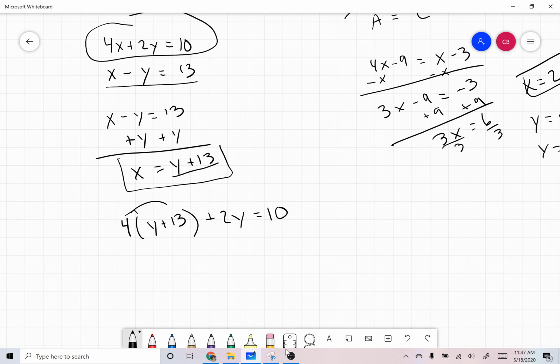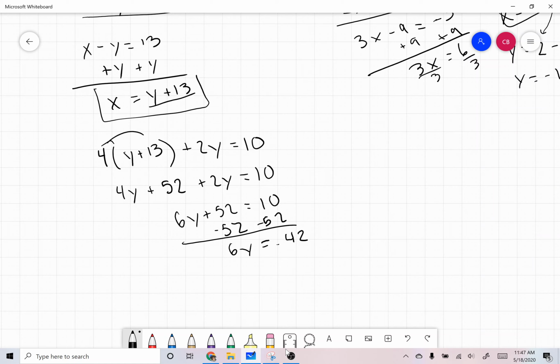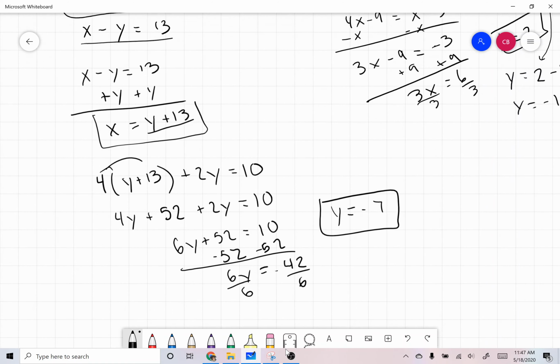So we distribute: 4y plus, I think that's 52, plus 2y is equal to 10. This is 6y plus 52 is equal to 10. Subtract 52. 6y is equal to negative 42. Divide by 6, divide by 6. y is equal to negative 7. Okay, that's the first one.